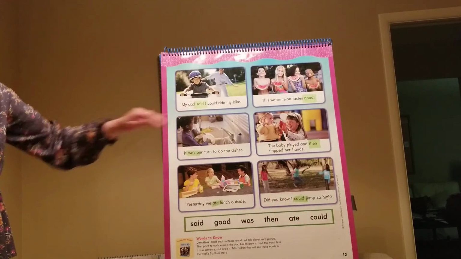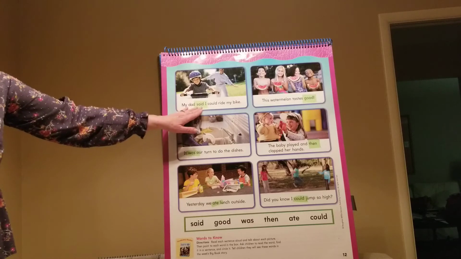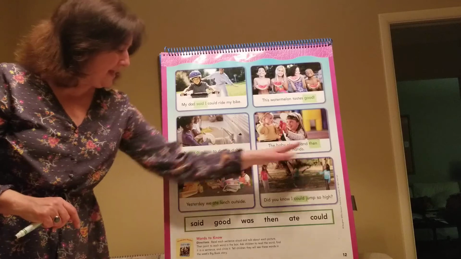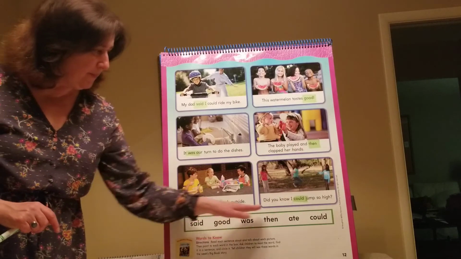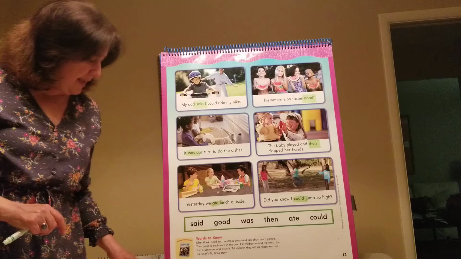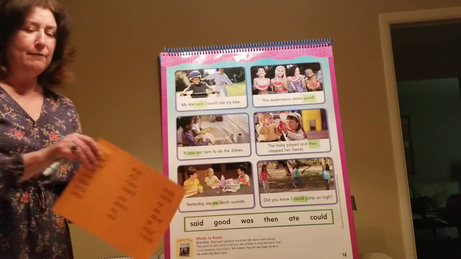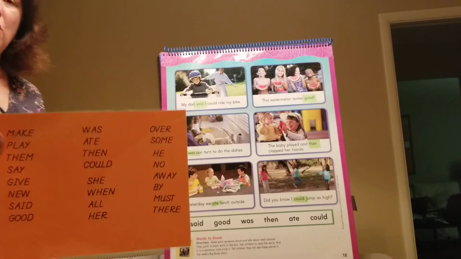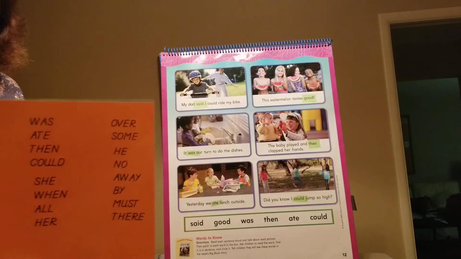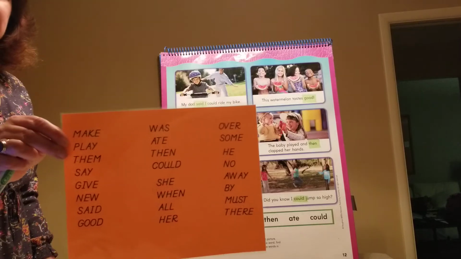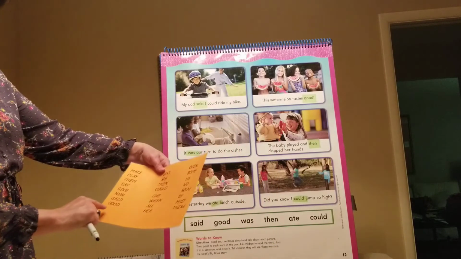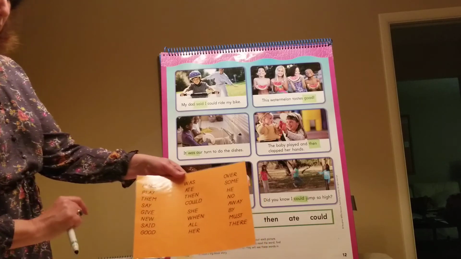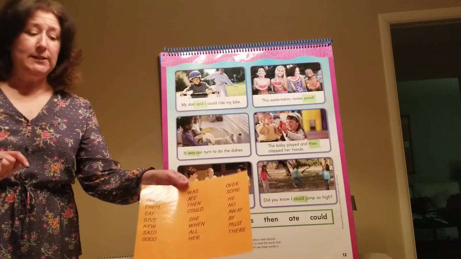There's our 6 new high frequency words for this week. Said, good, was, then, ate, could. And Mom and Dad have those words right here on the orange sheet that came home at the beginning of the year. This is our Unit 5 words. Starting right here. Said, good, was, ate, then, could. There they are. So we're going to be working with these words this week.